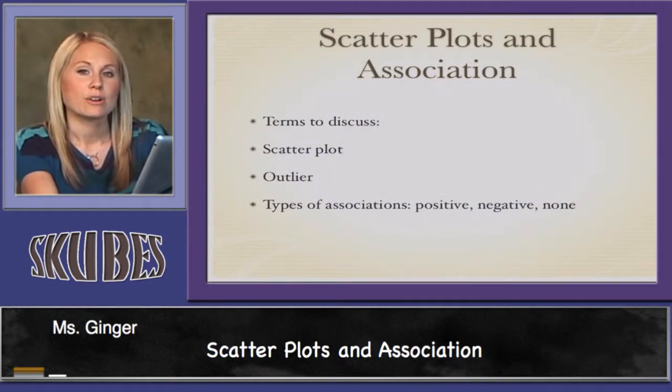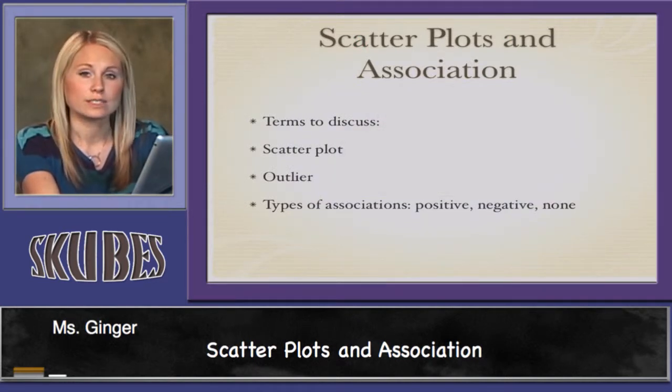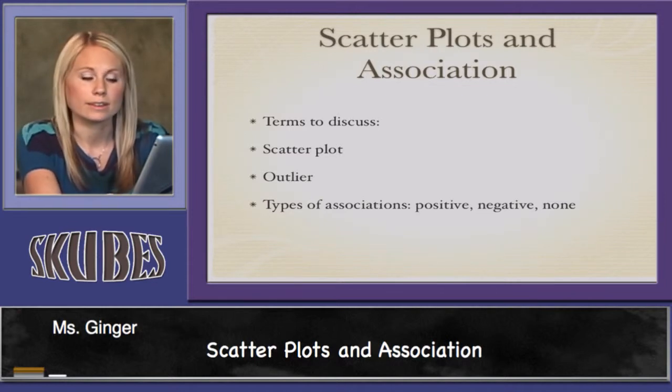Things we're going to be talking about are the basic look of a scatter plot, what are outliers, and the types of associations we might see, positive, negative, or maybe none.